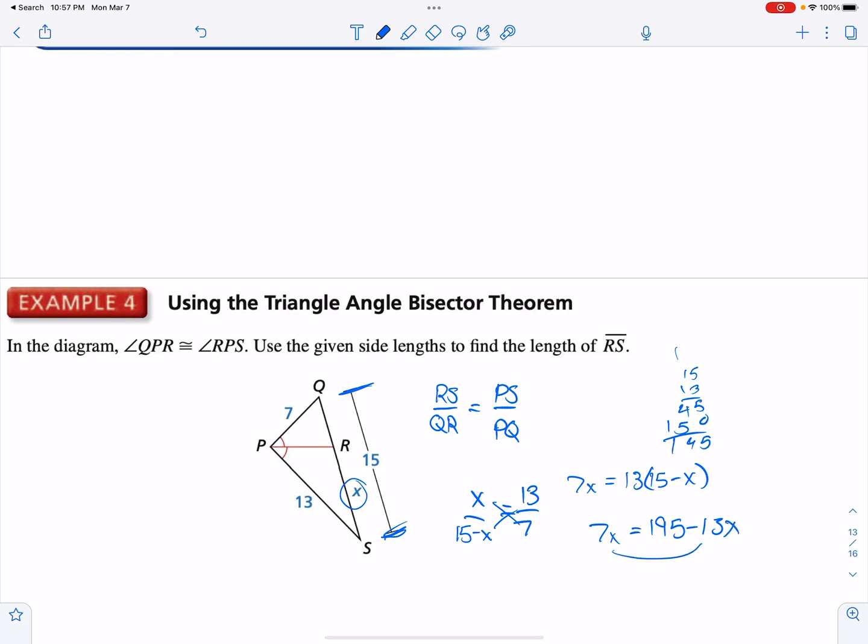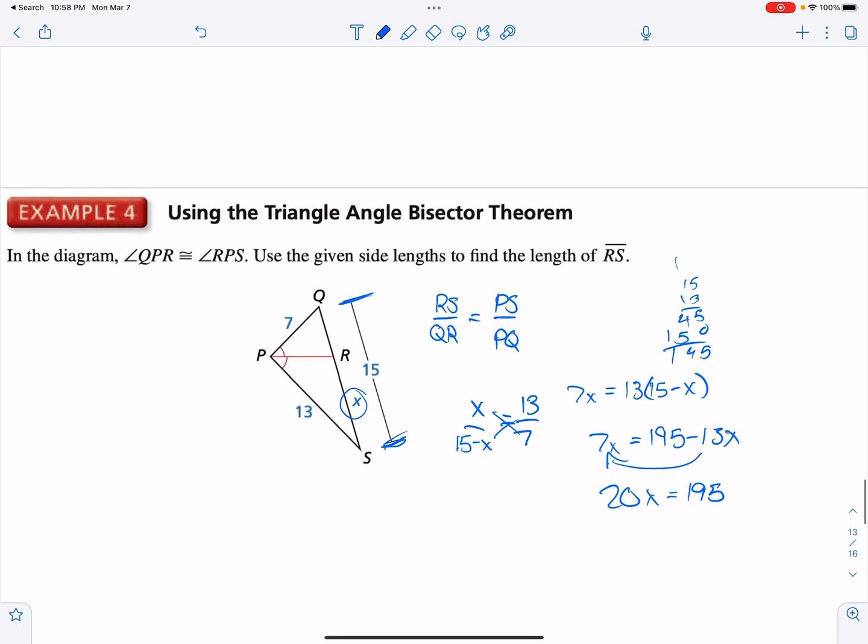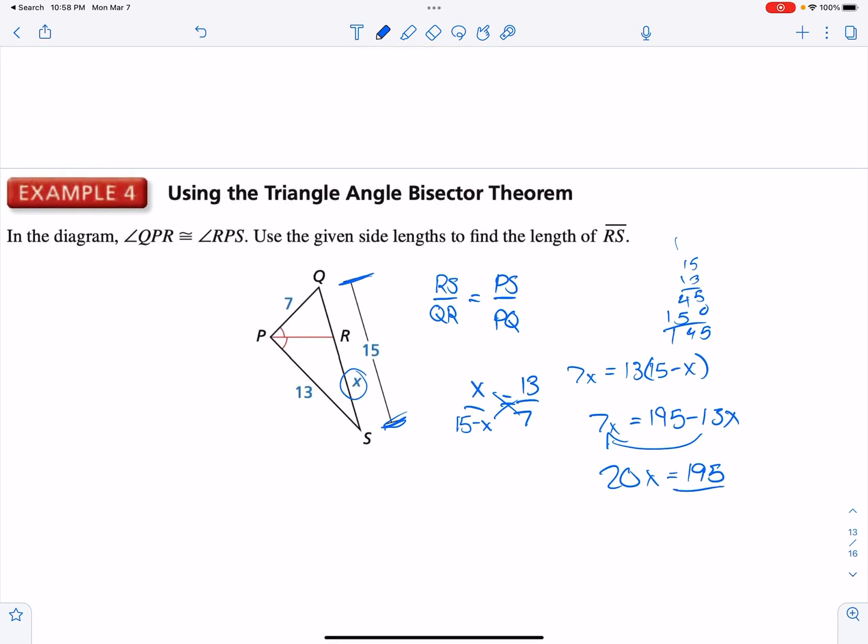When I add this over, I get 20x equals 195. And this is going to be a decimal. You guys can solve that out. It's going to be a decimal for that side length, though. So if it wants us to find RS, let me punch this in my phone really quick just to make sure.